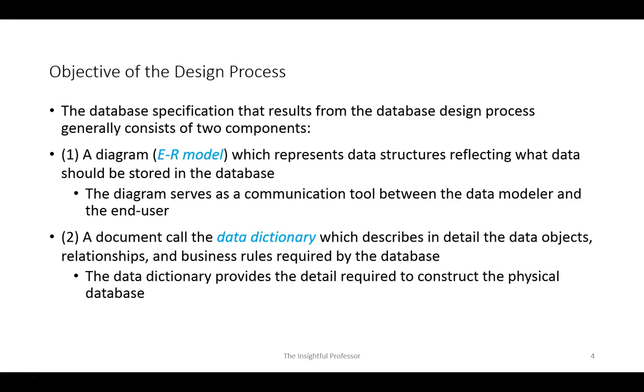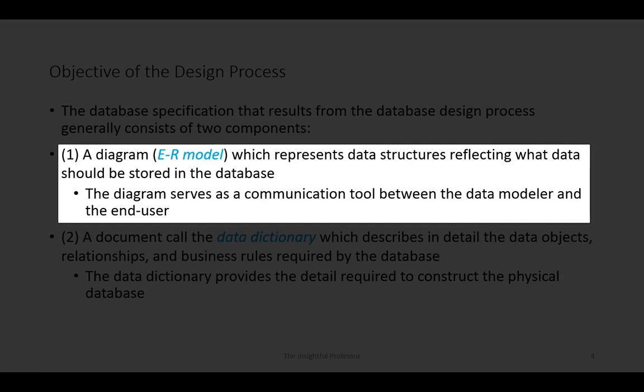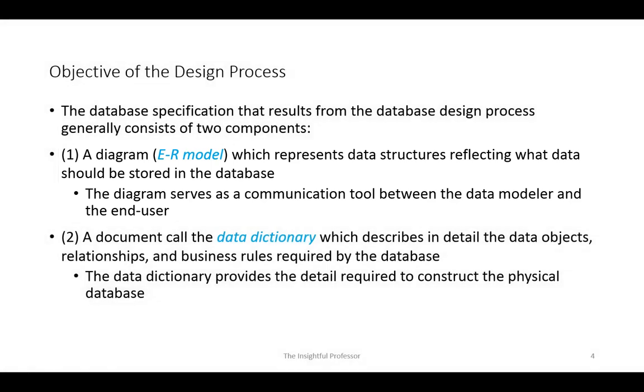The database specification that results from the database design process generally consists of two components. The first component is a diagram that we refer to as the ER model, or the entity relationship model. This diagram serves to represent the data structures that reflect what should be stored within the database. Effectively, what is the content of our containers? The diagram also serves as a communication mechanism between the designer or data modeler and the business users.